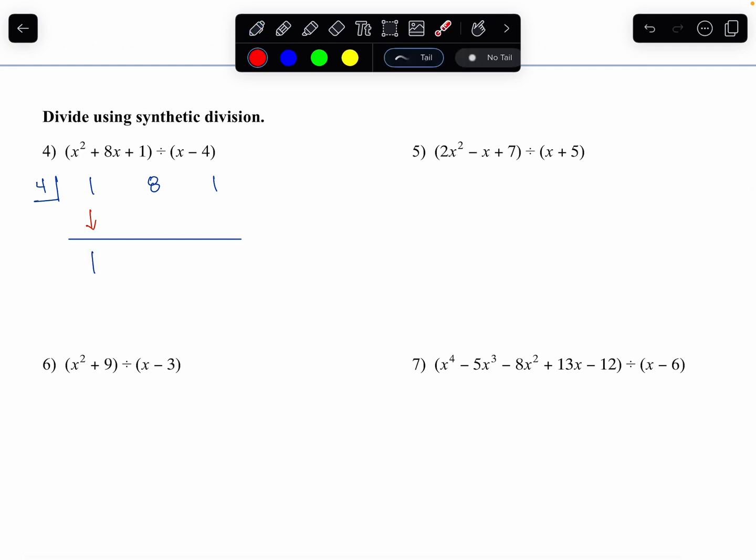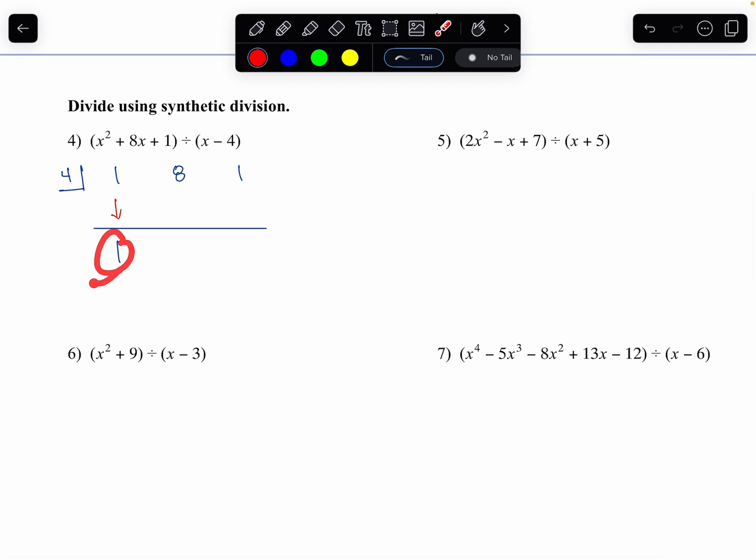And then what I'm going to do is I'm going to multiply 1 by 4, which is going to give me 4, and I put that in between the line and the next coefficient. I'm going to add these together, so 8 and 4 is going to give me 12, and then I'm going to repeat the process. I'm going to do 12 times 4. That's going to give me 36. Nope, that's going to give me 48. And then I'm going to add these together. That's going to give me 49. And then I have my answer.